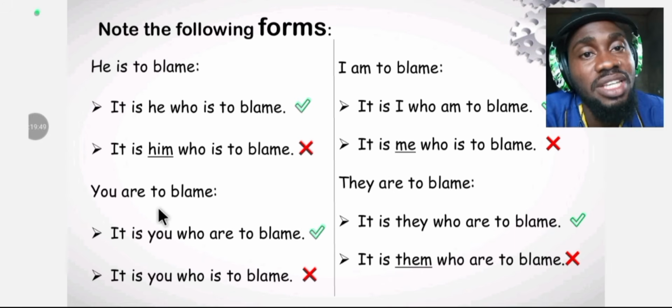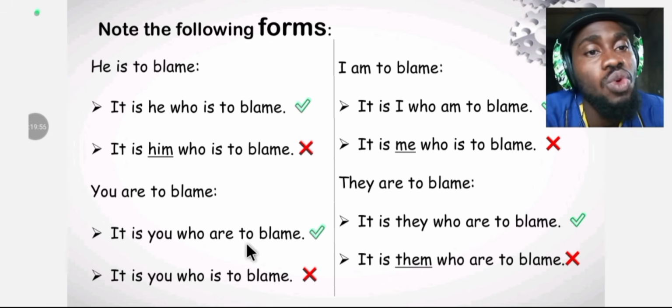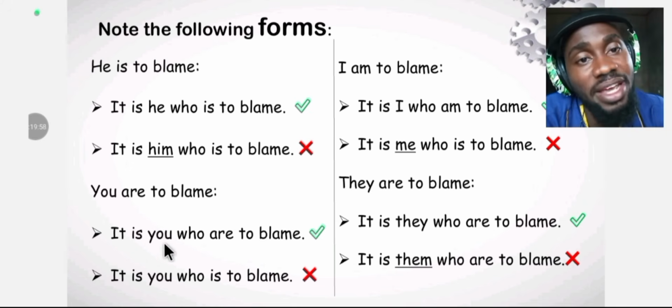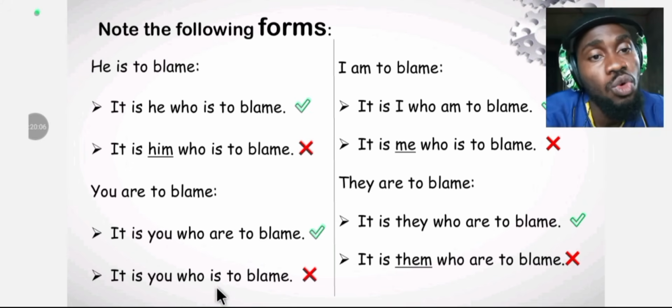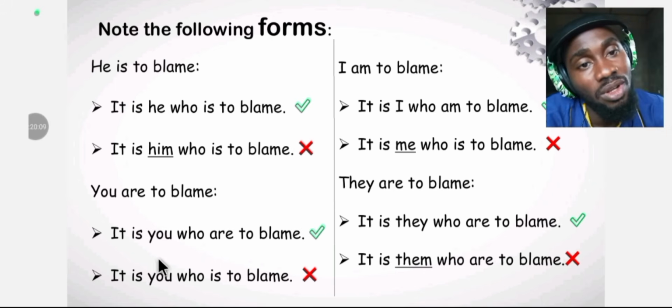Moving over to the left hand side of the table, it says "you are to blame." "It is you who are to blame." Correct. The same thing that we'll be explaining. You makes up the subject position. The next says "it is you who is to blame." Wrong. Why is it wrong?